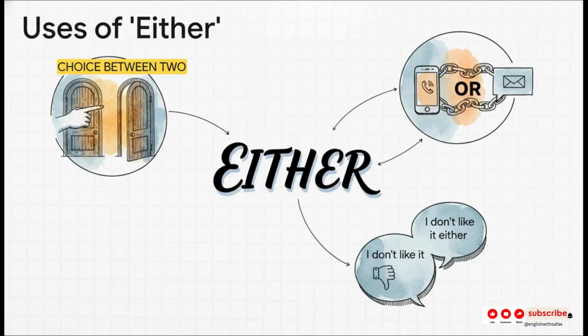First, for a simple choice like you can choose either option. Easy, right? Second, and you'll see this all the time, it's paired with or to show two possibilities. You can either call me or text me. And third, here's the slightly tricky one. It's used to agree with something negative. So if your friend says, "I don't like horror movies," you can say, "I don't like them either."